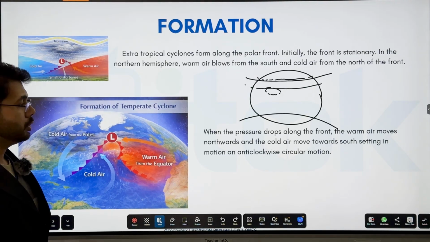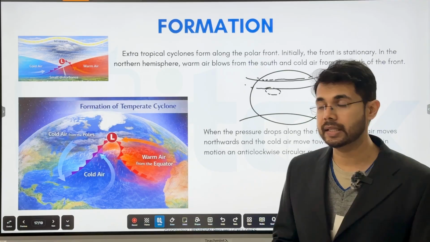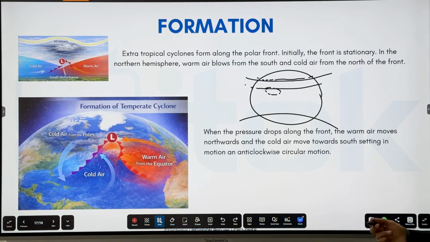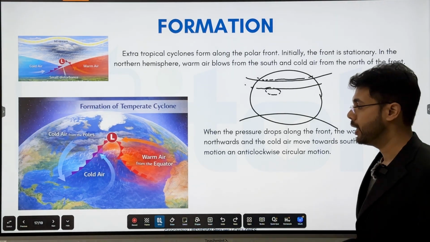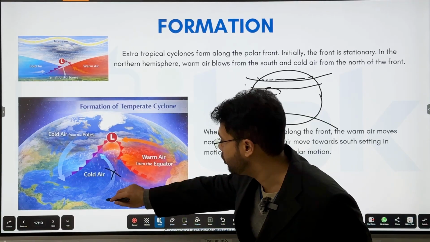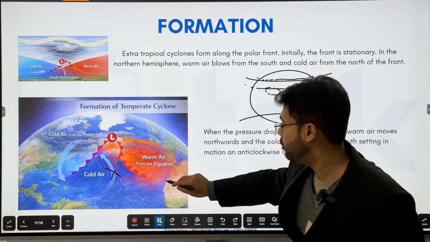Now pressure drops along the front because of the jet stream or other conditions. Rossby waves are also another condition why a low pressure might form. Once that forms, a circular motion begins. Now this is wrong. Cold air will not come from the equator. Cold air will be coming from the poles and warm air will be coming from the equator.